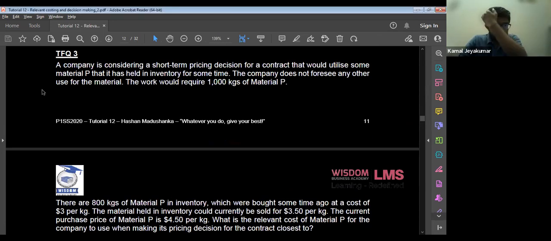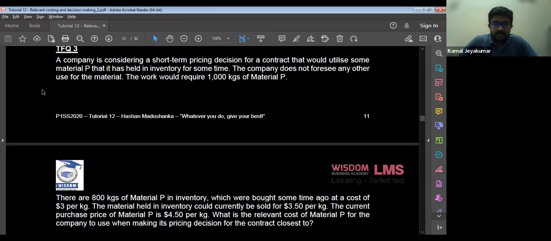Right, PFQ3, this is a very simple question. Let's quickly do this. A company is considering a short-term price decision for a contract that would utilize some material P that it has held in inventory for some time. The company does not foresee any other use for the material. This material is not used on a regular basis, that means you don't have to replace it, and there is no other use. You can't use it in any other production, which means there is no opportunity cost in that sense. Right? Now let's keep reading.